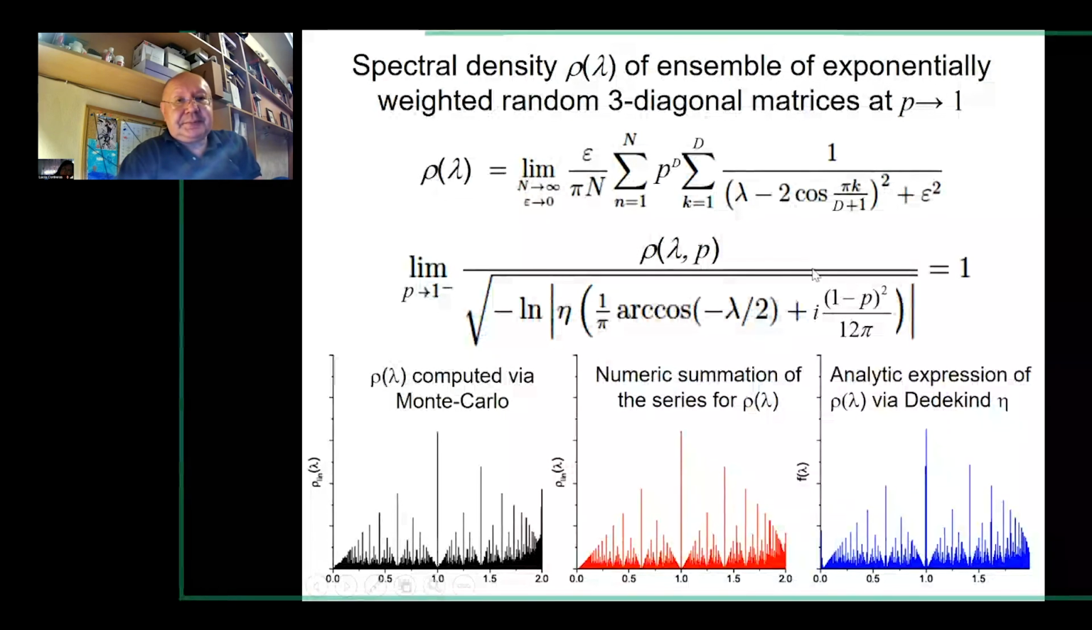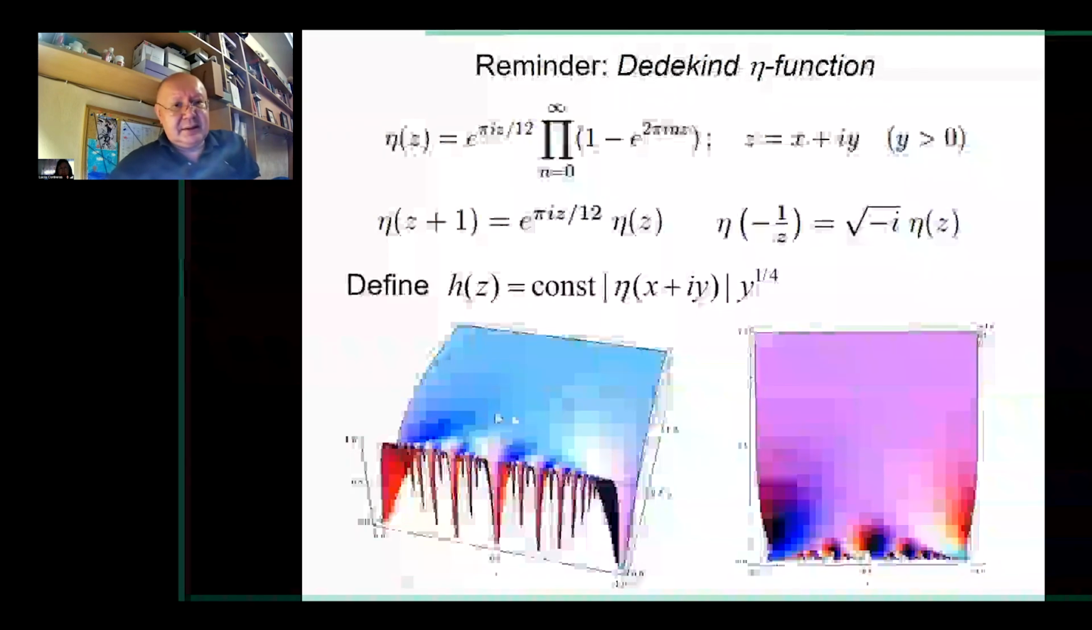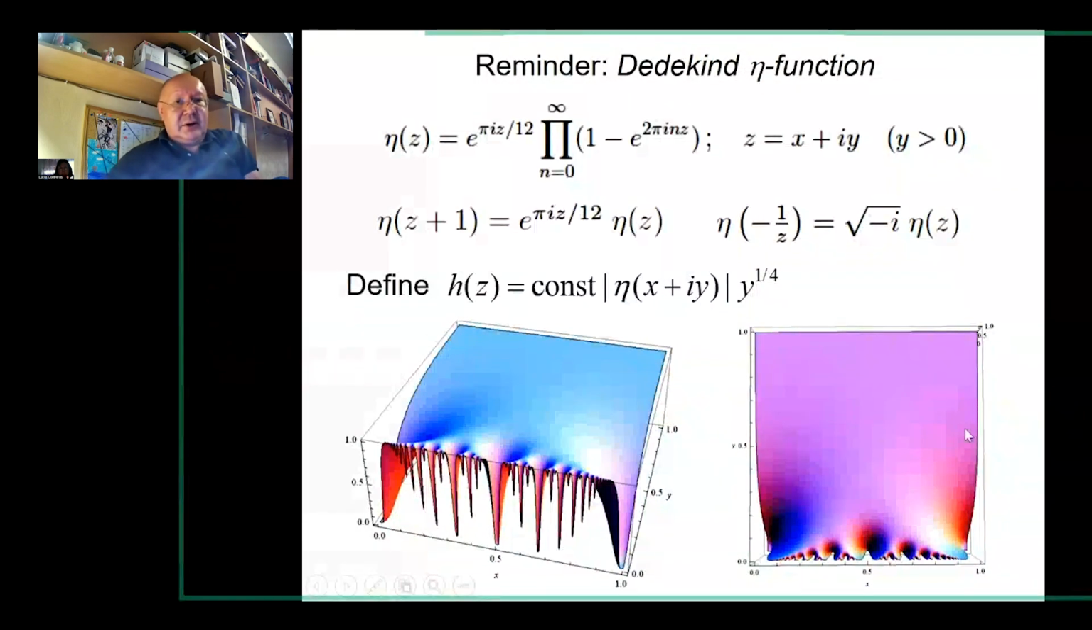So I could say that this complex structure of the spectrum can be exactly computed in terms of some analytic function which is known in different areas of analytic geometry and so on, and it's defined like that. So it has so-called modular symmetry, and its form is shown here.